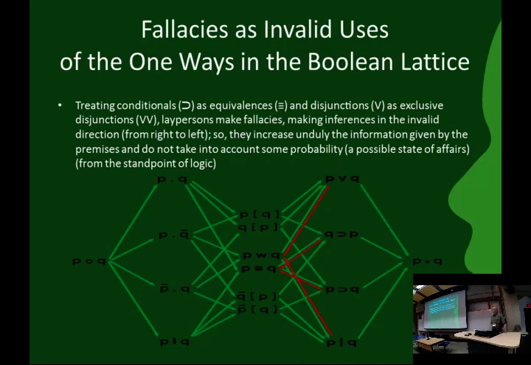Why is it problematic? It is because here we have much information, we have much probability, here we have much information. And when we commit the fallacies, we put too much information in the premises. There is more information that we think is present in the premises than the real information that is given in the premises. And to learn to reason correctly from a logical standpoint is to learn to treat the content of the premises the way it is.